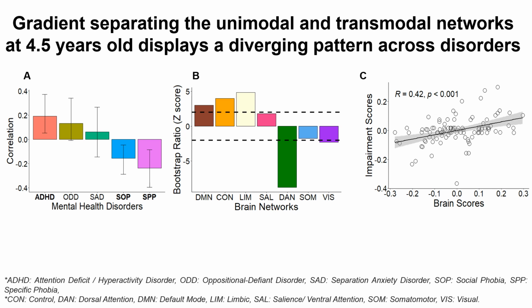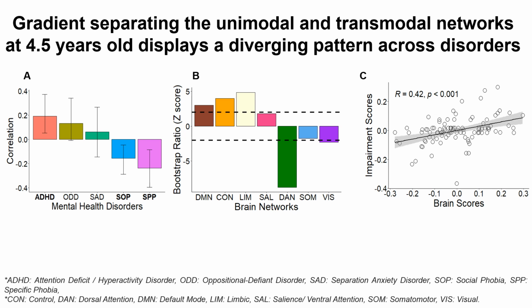So we then carry out the partial least squares correlation analysis to look at the pattern of gradient at 4 by 5 years old relating to mental health disorders. We discovered one latent variable linking the second gradient, separating the unimodal and transmodal networks, with the mental health impairments. In the first plot, we noted that three disorders were identified to be significantly correlated with this latent variable based on the bootstrapping. Attention Deficit Hyperactivity Disorder, ADHD, positively correlated with this latent variable, whereas social phobia and specific phobia exhibited a negative correlation with the same latent variable.